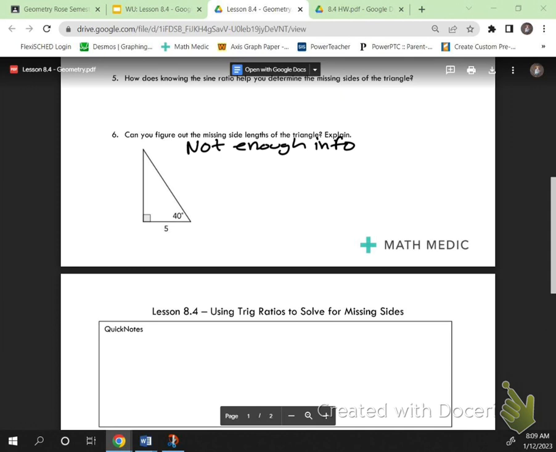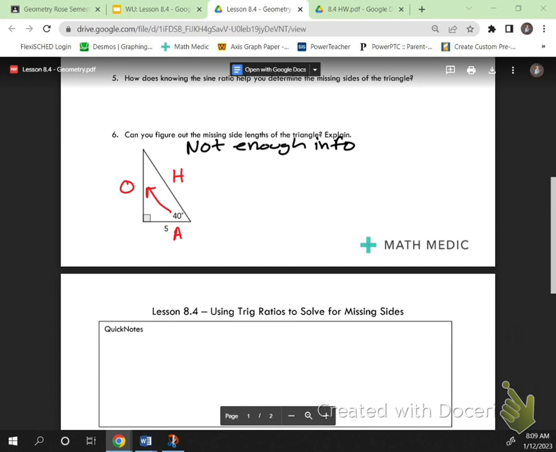What we're going to look at today is we're going to use the angle now. See how we have an angle? We have 40 degrees instead of theta. Now we're going to use the calculator to help us out. Let's identify our sides. This would be our opposite. This would be our hypotenuse. And 5 would be our adjacent.